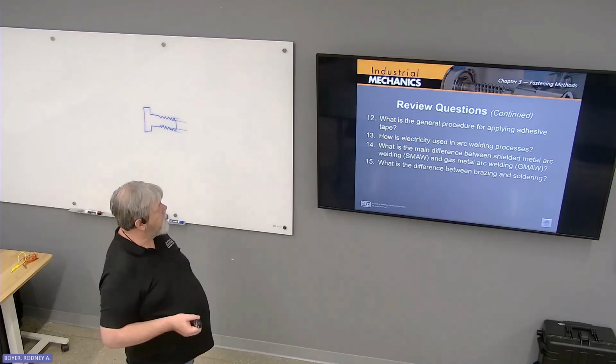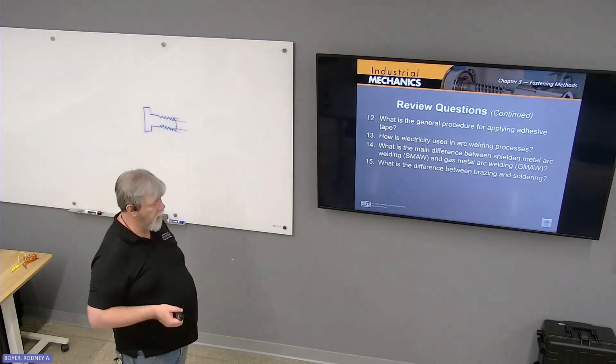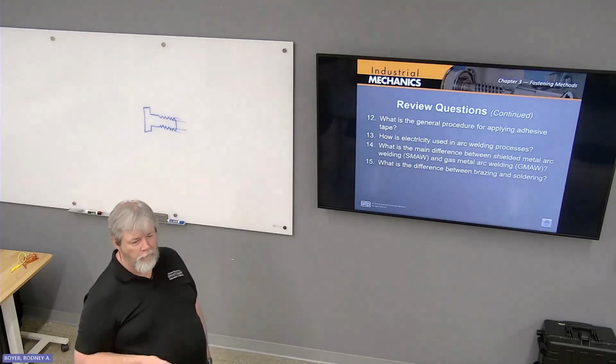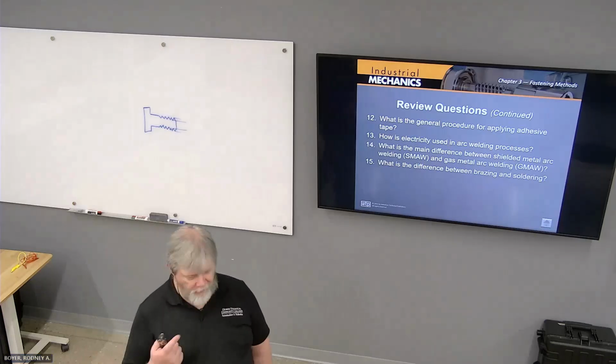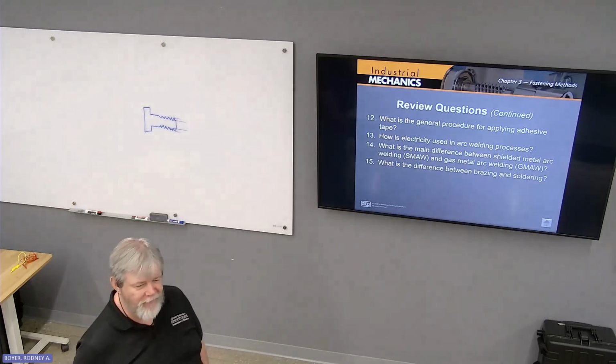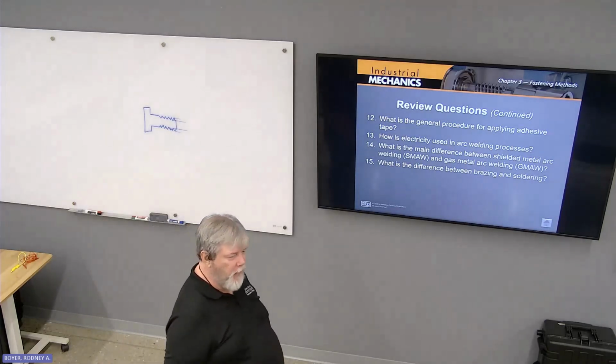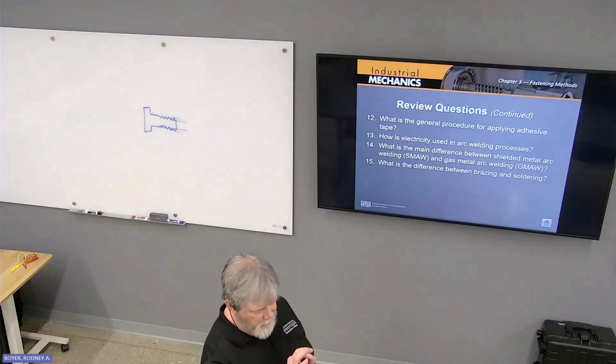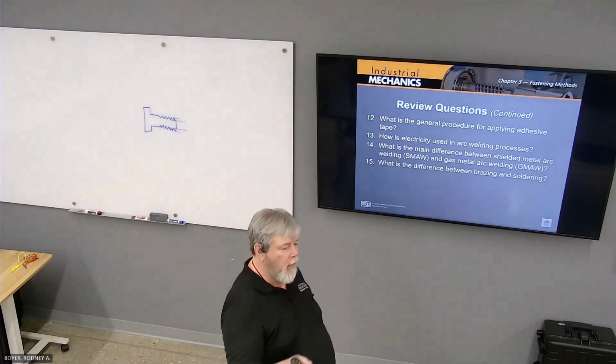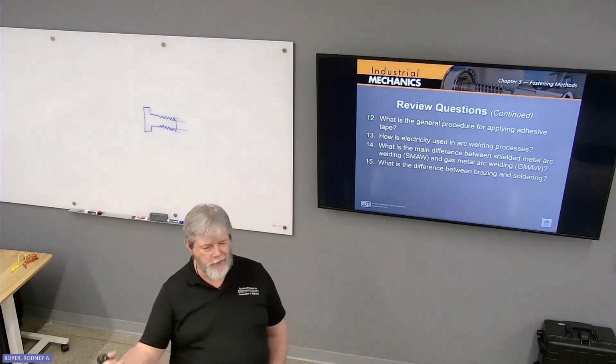What's the main difference between shielded metal arc and gas metal arc? There you go. That's pretty straightforward, isn't it? In shielded metal arc, the flux is part of the electrode, and in gas metal arc, the shield is a separate gas.